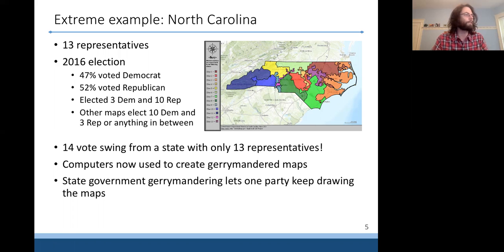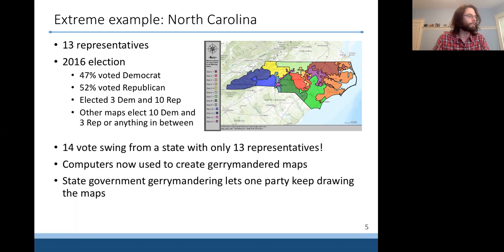which is more than the difference in power in the US House of Representatives right now, right? So the Democratic Party and the Republican Party in the US House right now are about 7 seats apart. And so really just how we draw these maps can swing the whole balance of power in this enormous body, federally, even though just one state is doing it.